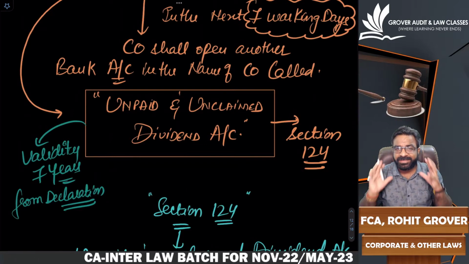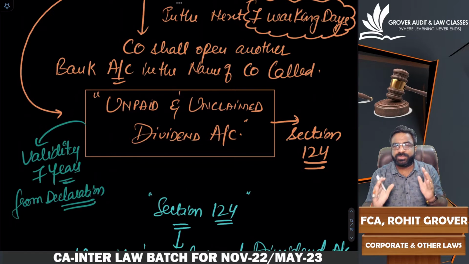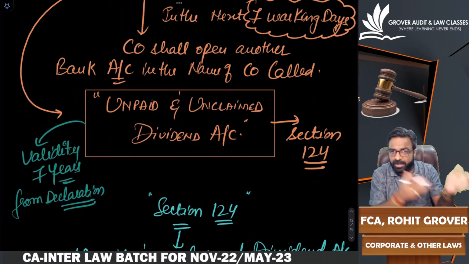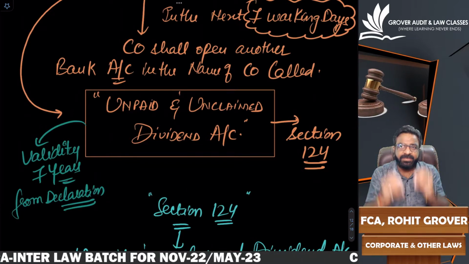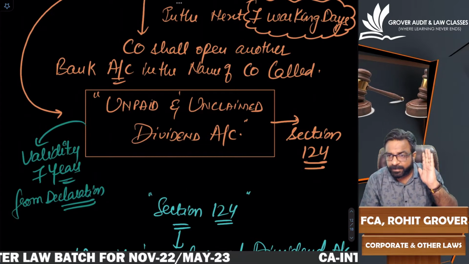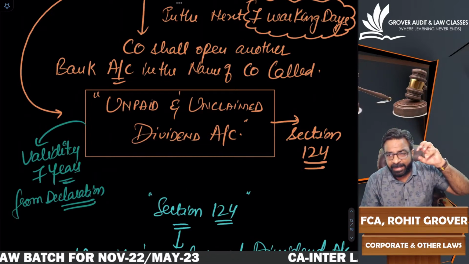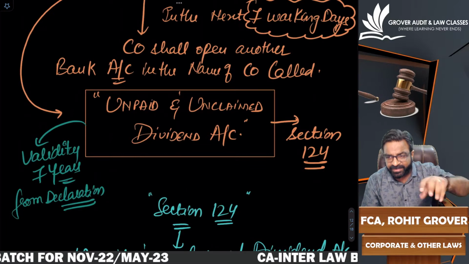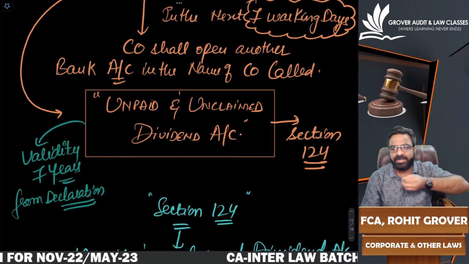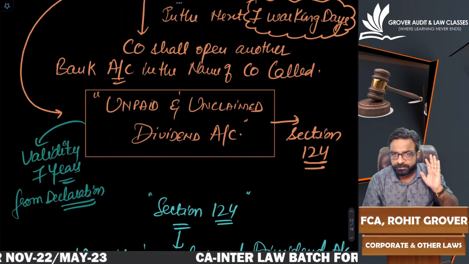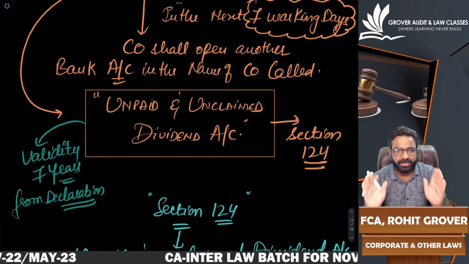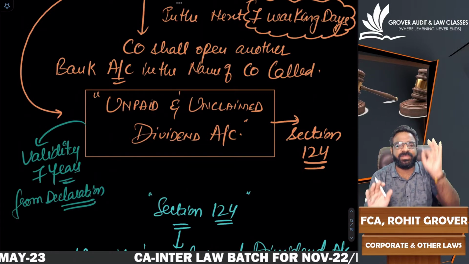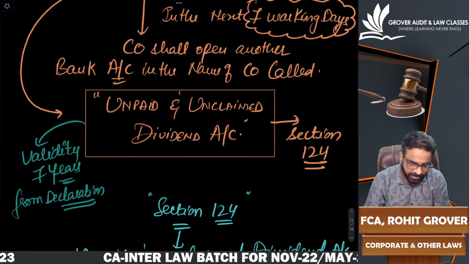It means that the 2.5 crores which we transferred from the dividend account to this account will be kept in this account for the next what? 7 years from declaration. It will be kept in this account, and during those 7 years, anyone can come and claim their dividend. Am I correct? Yes, sir. It means it is safely kept in the unpaid and unclaimed dividend account for the next what? 7 years.